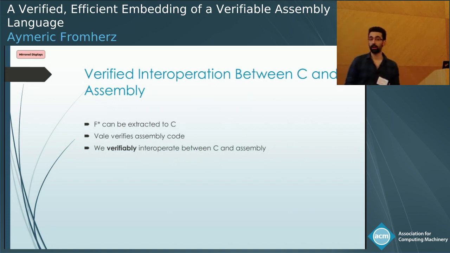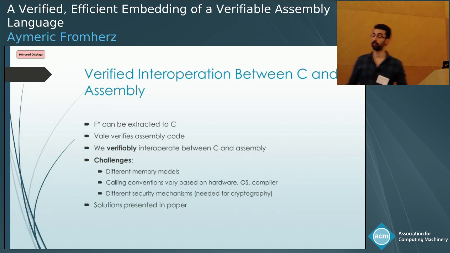So here, on one side, we have this Veil framework embedded in F star that allows us to verify assembly code. And on the other side, we have F star that can, under certain conditions, be extracted to C. So we design an interoperation between Veil, our embedded language, and F star, our host language, that allows us to verify hybrid C assembly programs. And this is not without challenges.